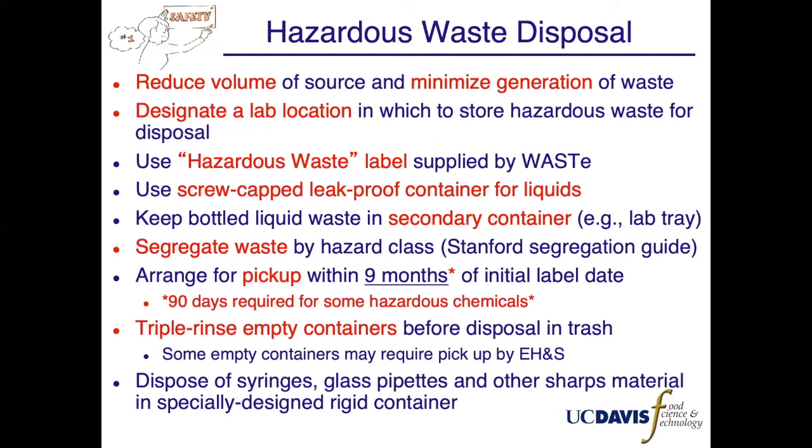Proper chemical segregation is explained in the Stanford Segregation Guide. Waste must be picked up within 9 months of initial label date, and extremely hazardous chemicals or waste must be picked up within 90 days. Triple rinse empty containers before disposal in the trash. However, some containers that previously contained hazardous materials may need to be picked up by EH&S without rinsing. Dispose of any sharps such as syringes, glass pipettes, and other sharp materials in specially designated rigid sharps containers.